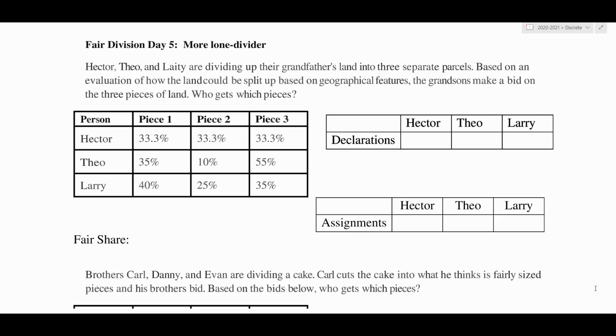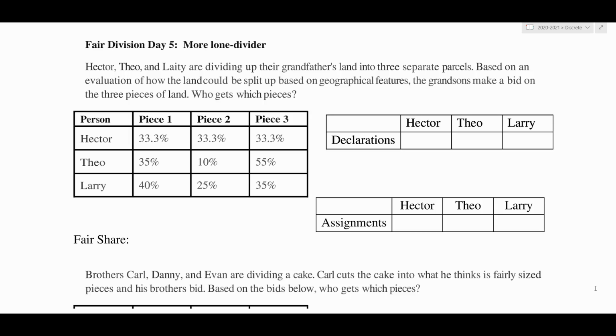We're going to do some more lone divider stuff today, so this would be like the second day of going over what lone divider is and how it works. And remember, the cool thing about lone divider is that it allows us to do continuous divisions amongst more than two people, which is extremely important, right? Because there are a lot of scenarios where you have more than two people that you need to divide something amongst.